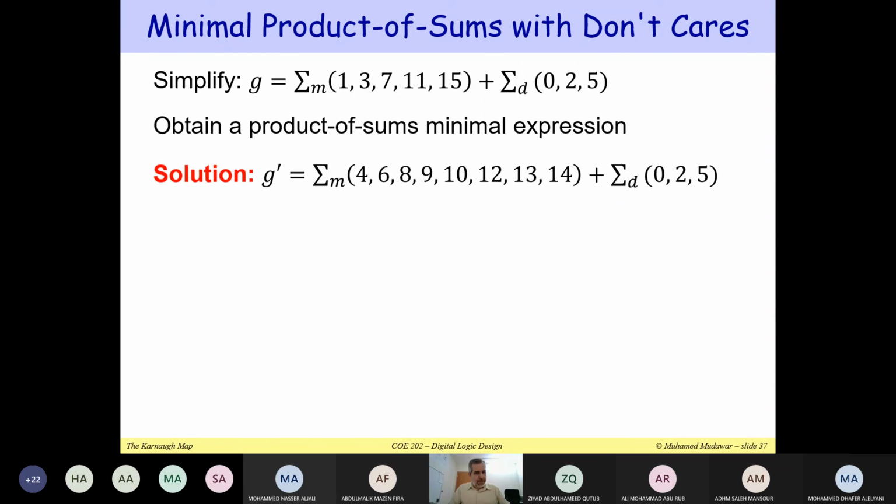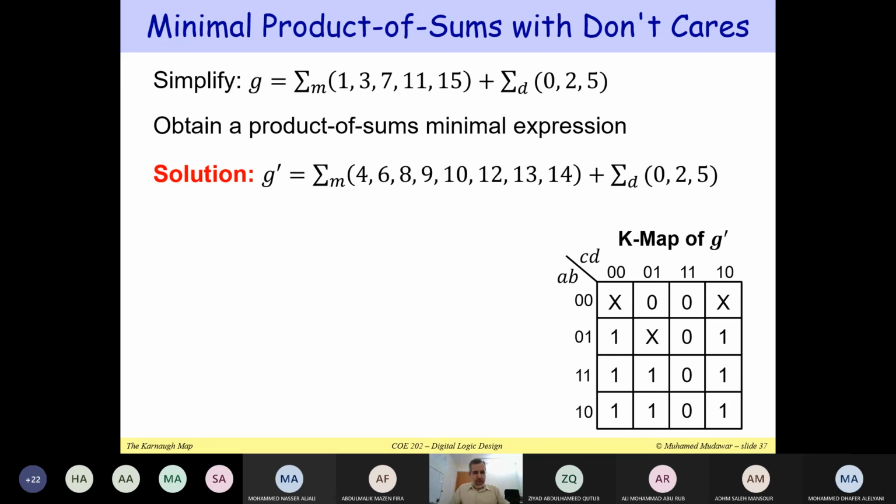So when you obtain G prime, basically you are complementing the zeros. They become ones of G prime. So we are complementing the maxterms of G. They become the minterms of G prime. So you can draw it like this. This is now the K map for G prime. Remember that the don't cares remain don't cares in G and G prime. They are still the same don't cares, but the zeros of G, they become the ones of G prime.